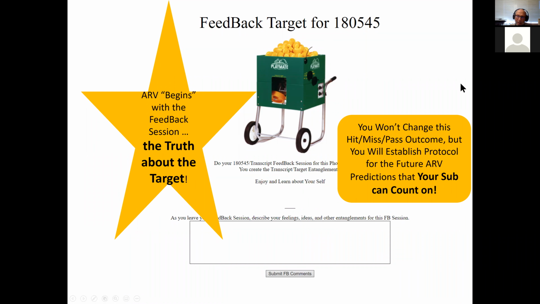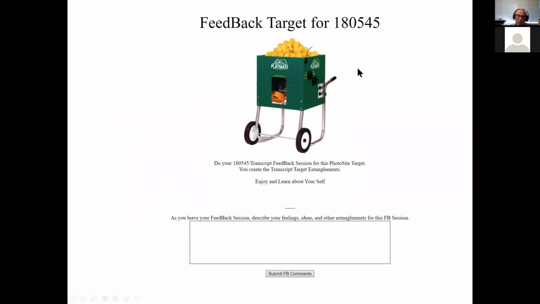Okay, but feedback, again, is so important. It's not going to change here if you happen to get a miss, but you're establishing a protocol for the future ARV predictions that your sub can count on. So your sub knows, yep, I'm always going to be doing feedback.